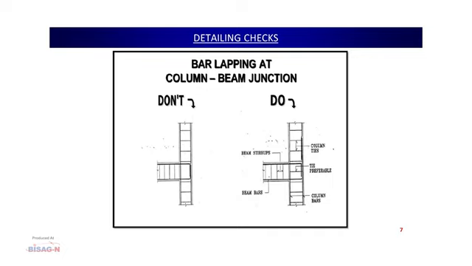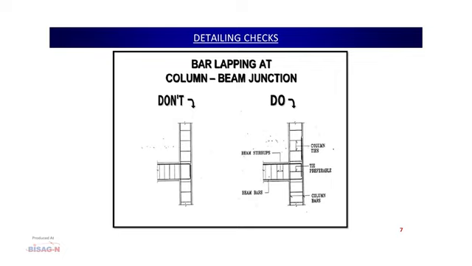Now, coming to one more important aspect, that is bar lapping at the column and beam junction. The column beam junction is the most important part in any structure. Here we can see on the left side of the figure what is actually happening. We can see where the beam is joining the column, the bar lapping has been given inside the joint. This is not recommended at all.